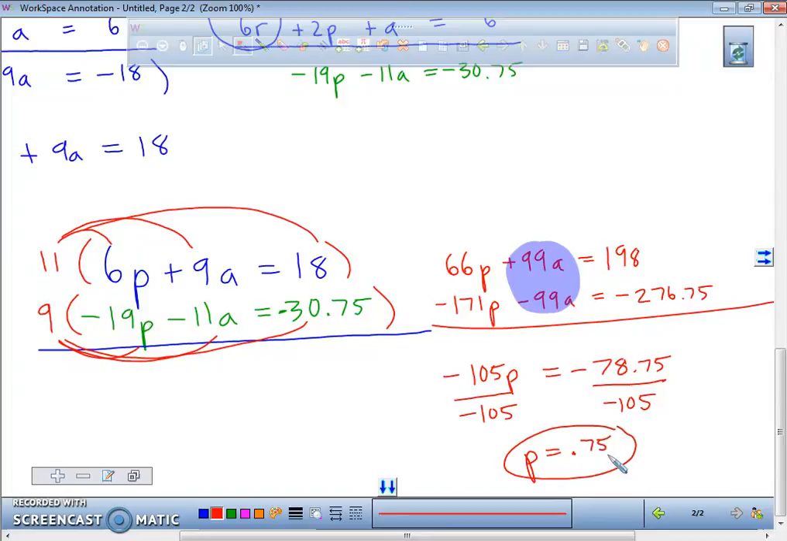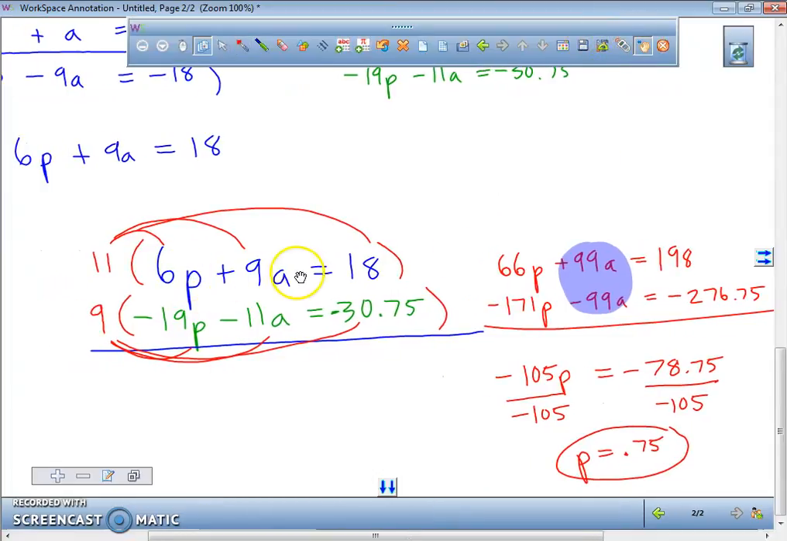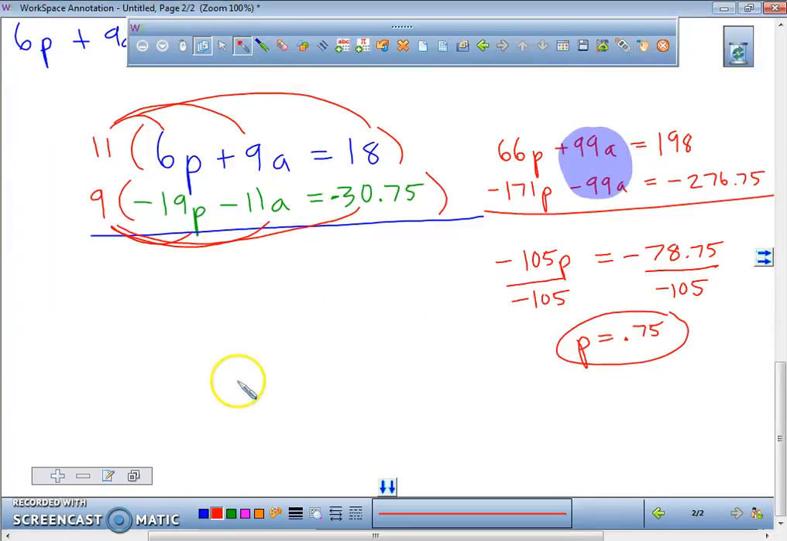Now, we did the hardest part. This is the hardest part. Everything else is super easy because we just plug it in. So by the way, Justice, you see this equation right here? The 6p plus 9a? Right there? Let's use it. It makes it very easy. Here we go.